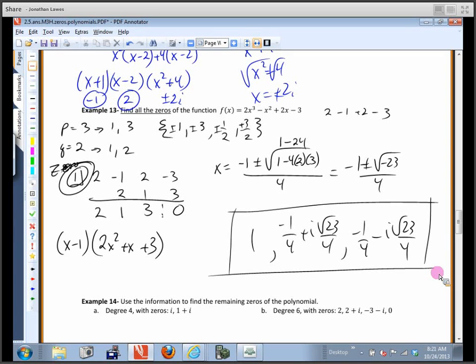There are all the zeros. 2 of them happen to be complex. They happen to be imaginary. They came in conjugate pairs. And then the other one is just the positive 1. Any questions?